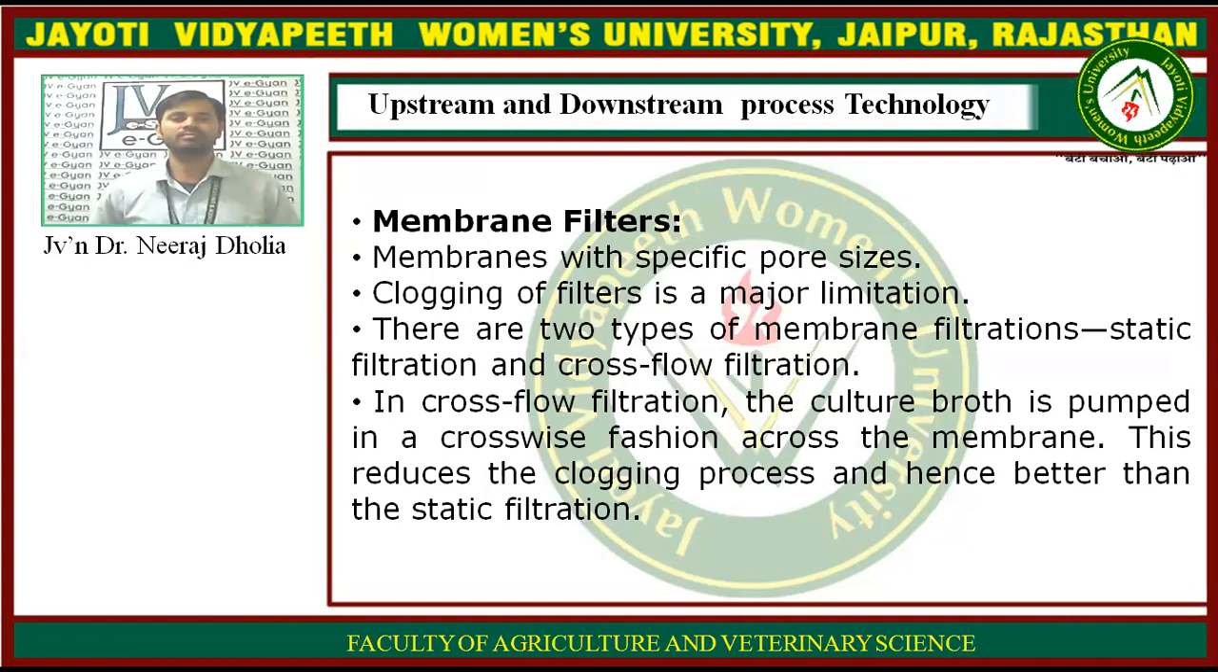The next was the membrane filters. Membrane filters have specific pore sizes, and here clogging is a major problem. There are two types of membrane filters, the static and the closed flow filtration. Closed flow filtration resolves the problem of clogging, because the culture growth is pumped in a crosswise fashion across the membrane. This reduces the clogging process and hence is better than static filtration.